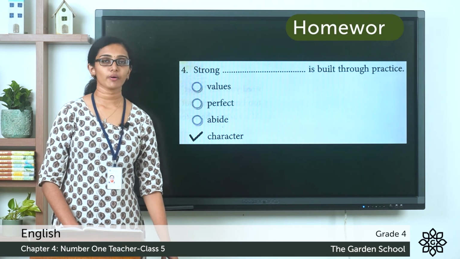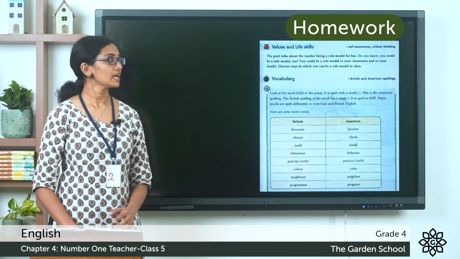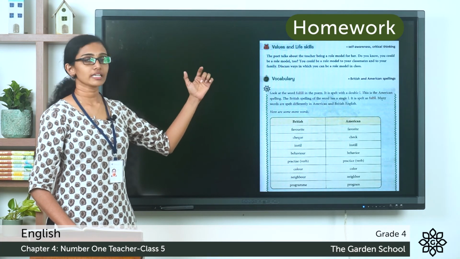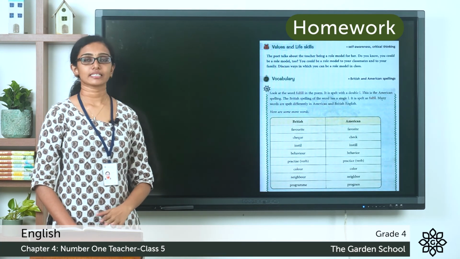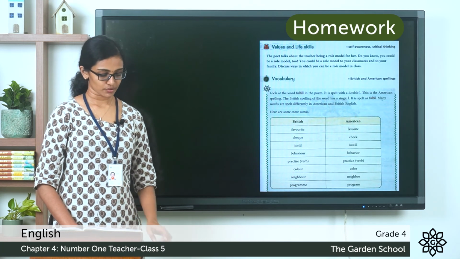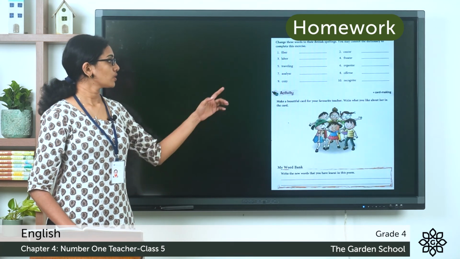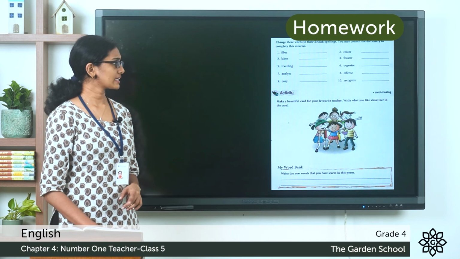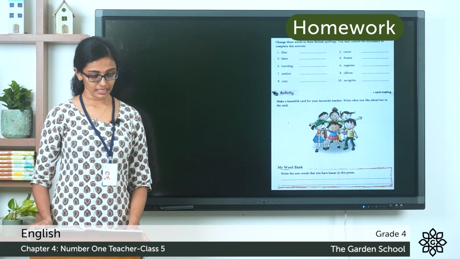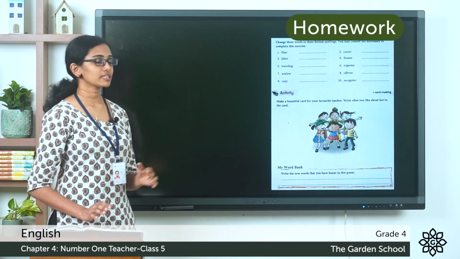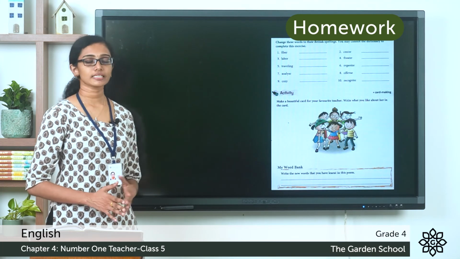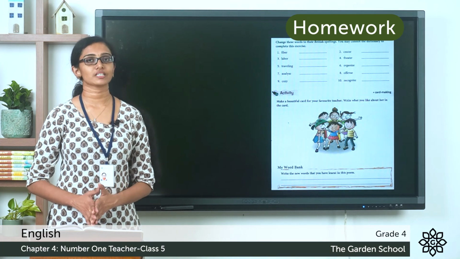Let me remind you about the activities for the day once again. You have to finish the values and life skills and vocabulary exercise in your English reader textbook. And also, there are a few more questions given in the next page, which is page number 70. You have to complete these questions as well. So once you are done with these activities, you can take a picture and send us through Teams.